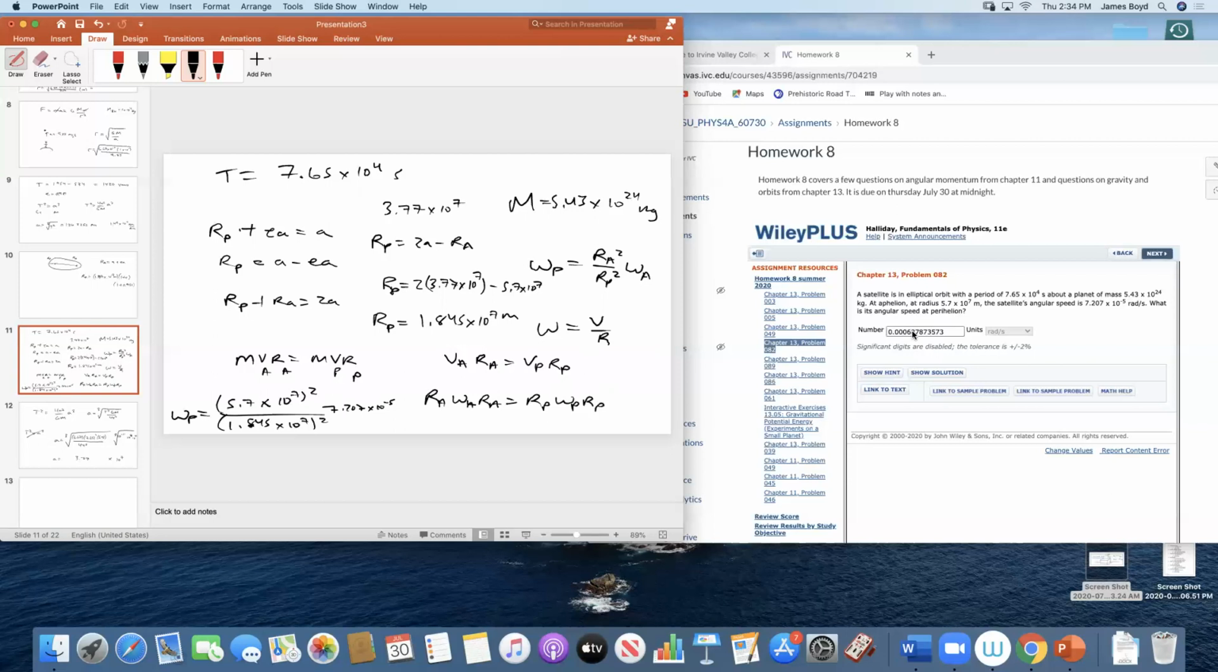Yep. So that's it. What we had to do in here was we had to know that in order to find omega at perihelion, we used angular momentum, Kepler's second law, converted V to R omega, got this ratio. We were given A and RA. We had to find RP, and we found it by finding A from the period and plugging it into RP is equal to A minus RA.